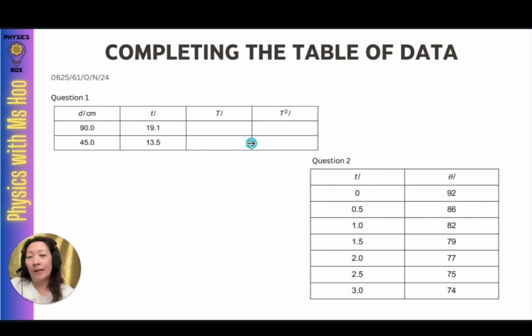For the incomplete data in the table, normally the question would tell you which diagrams to look at in order to complete the data. So don't miss out on writing the units because I consider these as free marks. Just by writing the units in, so for example, this would be seconds, seconds, and seconds squared, that would already give you 1 mark. Likewise for question 2, this would be seconds and degrees Celsius. Just by writing the units, you can already get 1 mark.